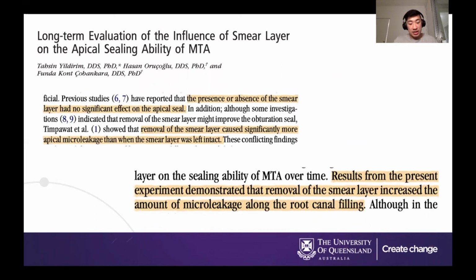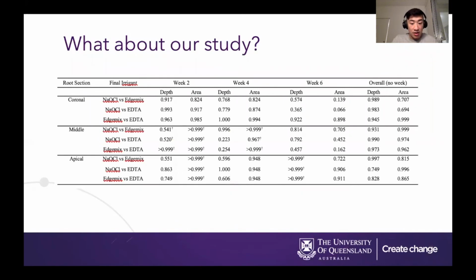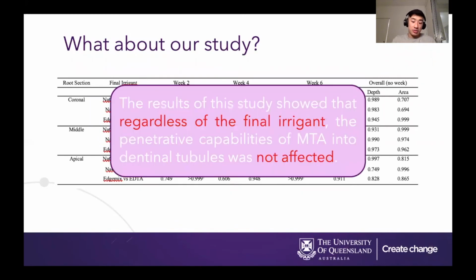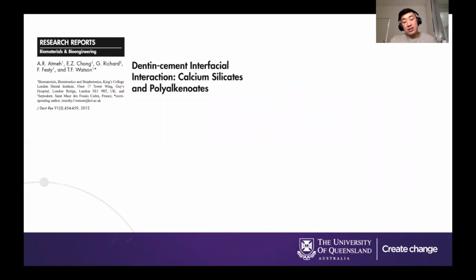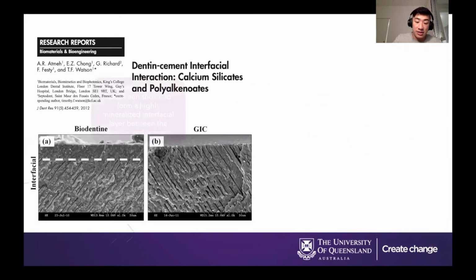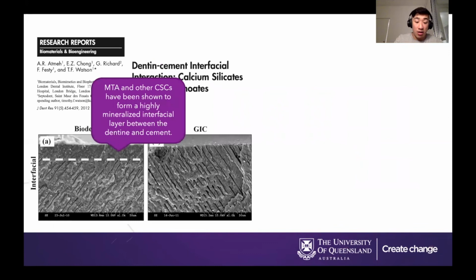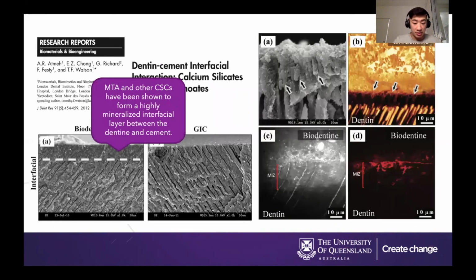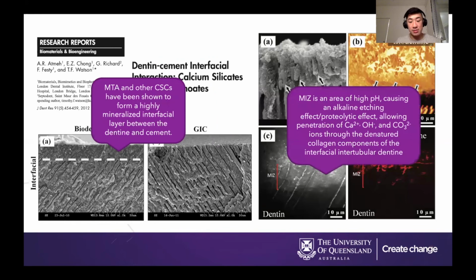Well, our study actually concluded that regardless of what final irrigation protocol we use, the penetration of MTA was not affected. And so why? An interesting study in 2012 showed that when MTA and other calcium silicate cement set, it forms a highly mineralized surface between the dentine. They termed it the mineral infiltration zone. That's very similar to the hybrid layer between dentine and primer.